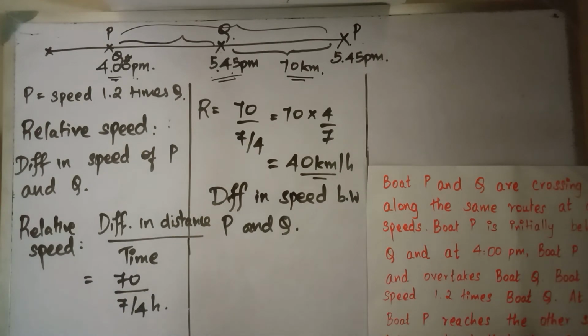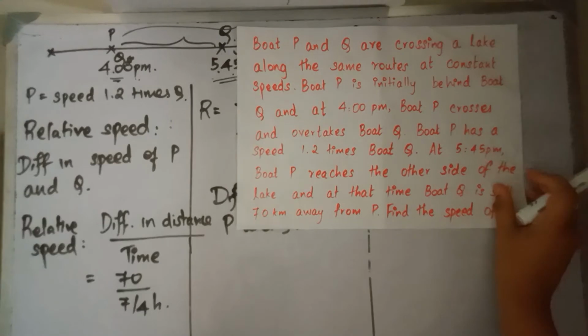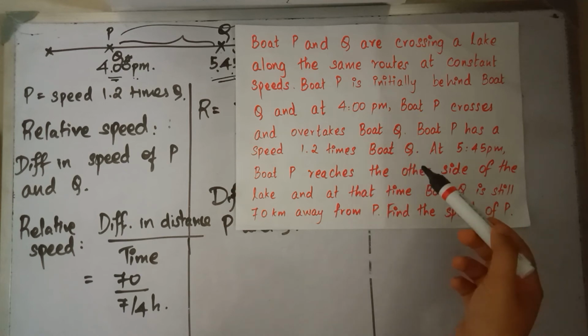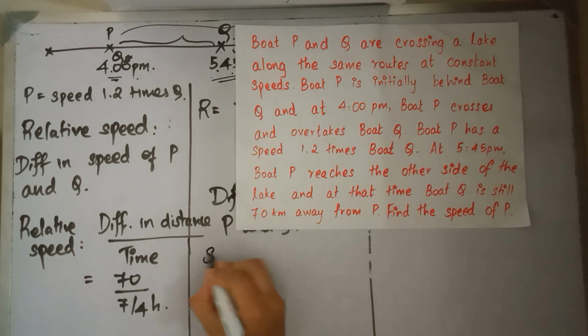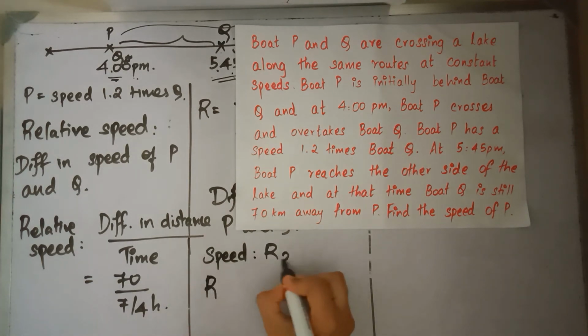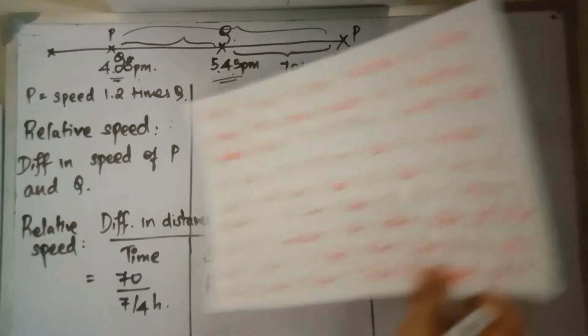Now let's proceed on with the problem. We have found out the difference in speed between P and Q. The question gives us another clue, and that is boat P has a speed 1.2 times that of boat Q. Let's represent speed as R over here. The speed of P is 1.2 times that of speed of Q. So we'll have RP and RQ. This is the speed of P and this is the speed of Q. RP will be equal to 1.2 times that of Q. So 1.2 into RQ.